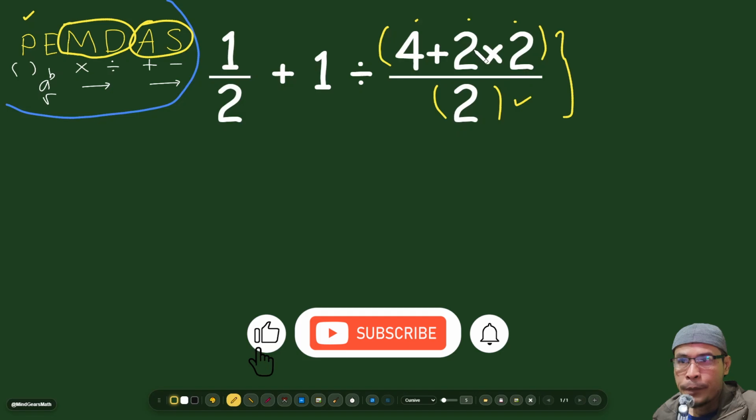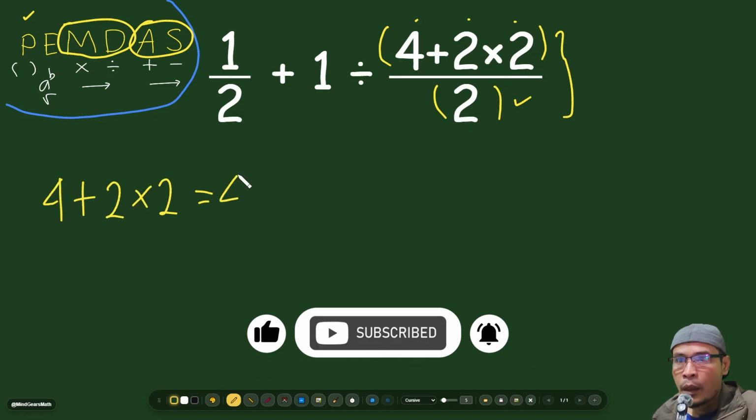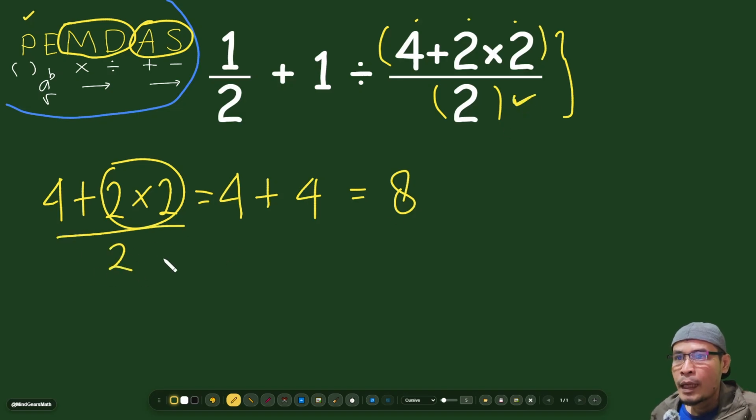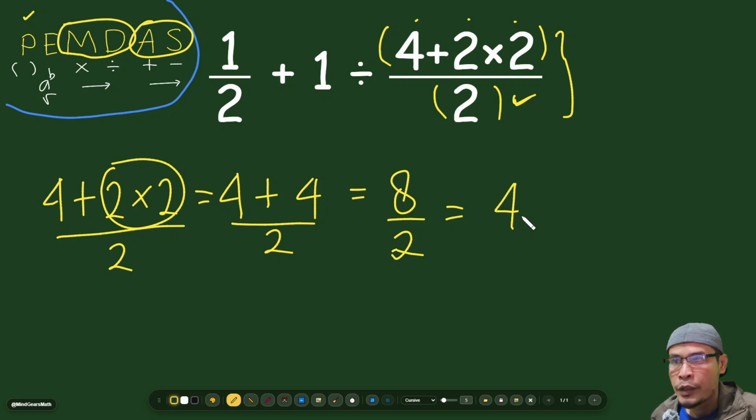Multiplication before addition. So, 2 times 2 is 4. And 4 plus 4 is 8. So, the numerator is 8. The denominator is 2. And 8 divided by 2 is 4. Our whole complicated fraction collapses into a single number, 4.